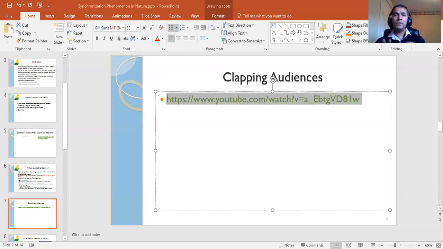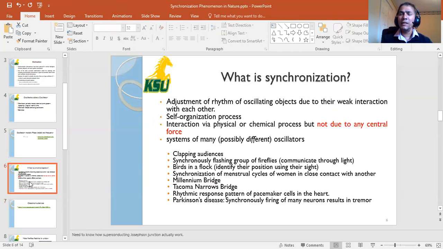And it's not due to any forces, any command. Nobody is telling us to start clapping, stop. Nobody is telling us once we start from the beginning, right? So this is one example of synchronization. Now, what is exactly synchronized? Based on that observation, we can probably draw some conclusion.